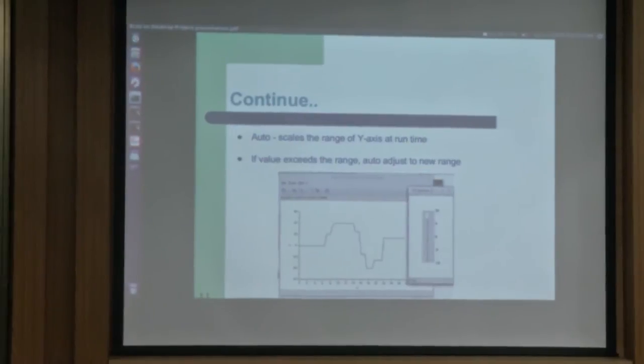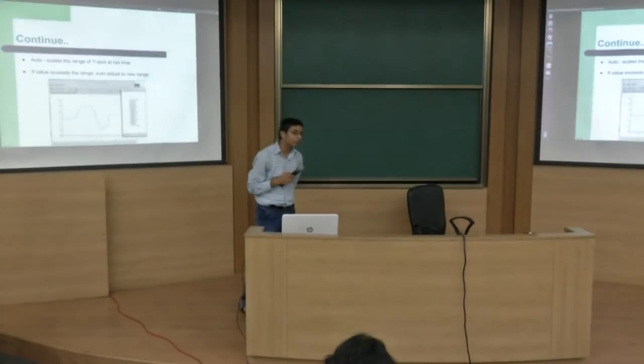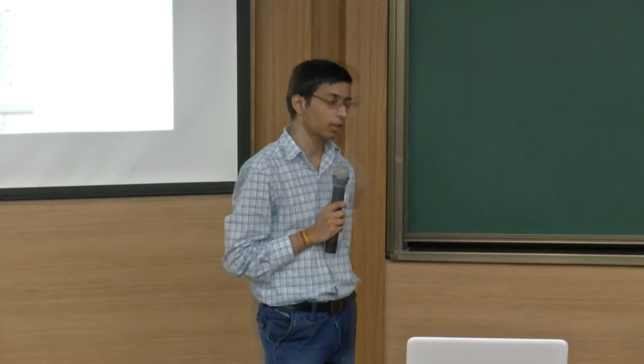But if it doesn't exceed, it will not adjust. If I give 0 to 100 and all my values are between 0 and 5, I'll get a very poor-looking plot. So it should be scaled to 0 to 10, that is auto scale. Okay, so our feature was to implement that if it exceeds, then it will adjust.